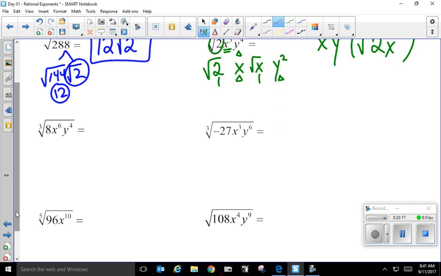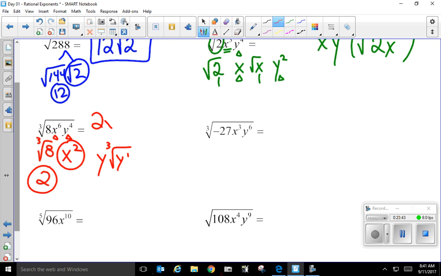All right? We'll do one more and the rest will be for homework. This is nice because the cube root of 8 is perfect. What is the cube root of 8? 2. What's the cube root of x to the 6th? X squared. What's the cube root of y to the 4th? Y times the cube root of y. So your answer is 2x squared y cube root of y.